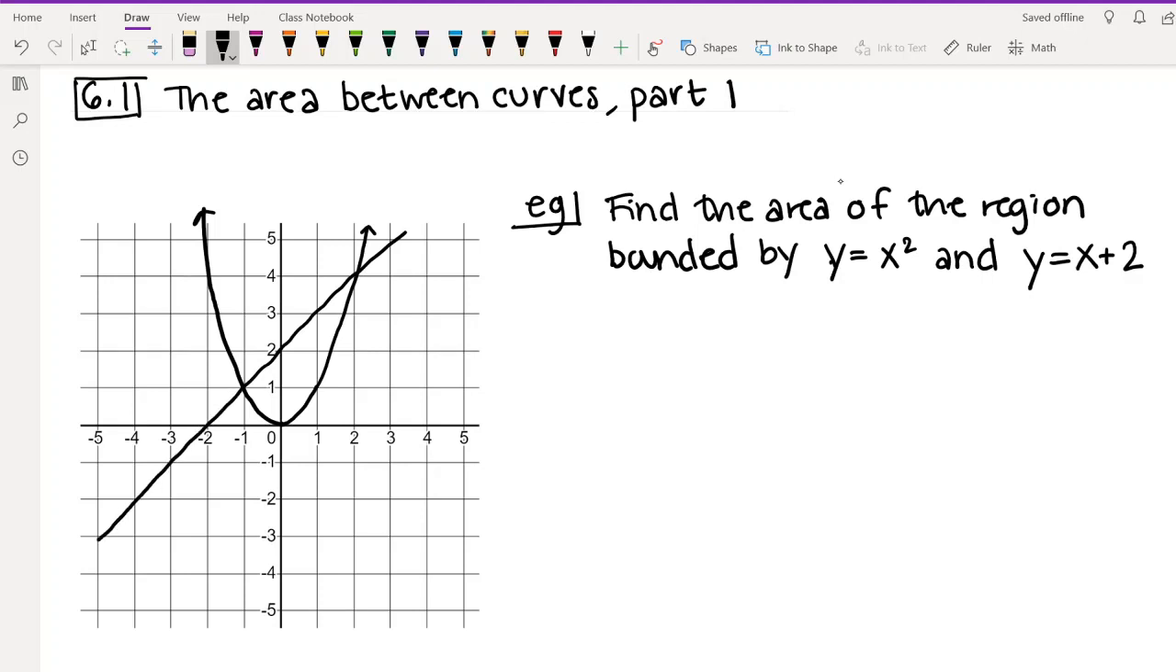So what is the area we're looking at here? Well, when it says the area of the region bounded by, that means that we're looking at the part of the graph that is literally trapped between those two parts of the graph. So in this case, we're trying to find this area here, this blue region.